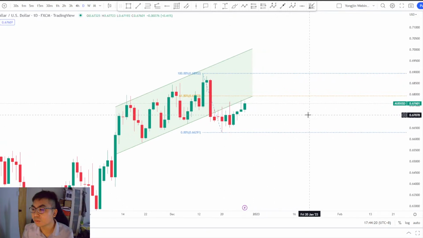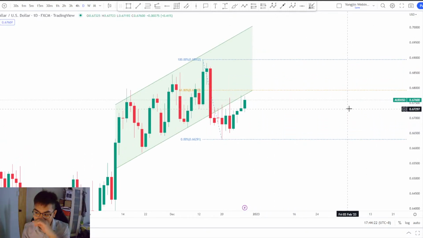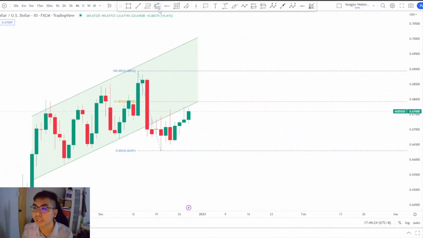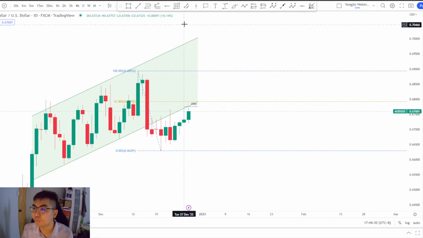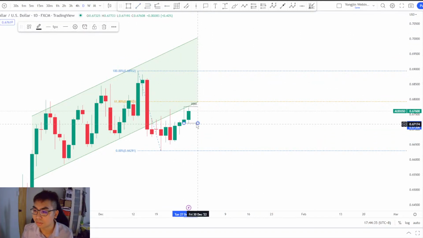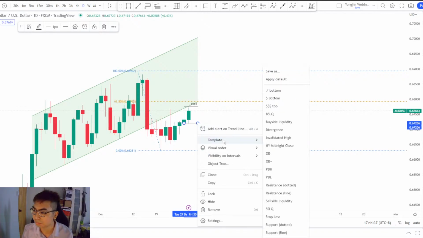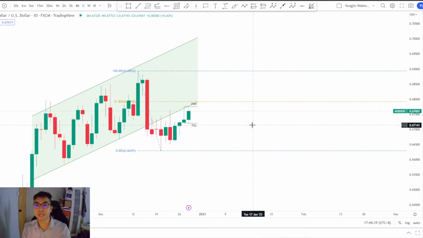So looking at the 61.8% area, price seems to be trying to break the previous daily high. Right there. Previous daily high, and we have the previous daily low. So let us move on to the 4 hours chart on Aussie dollar.